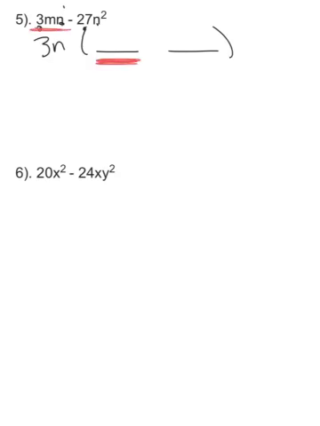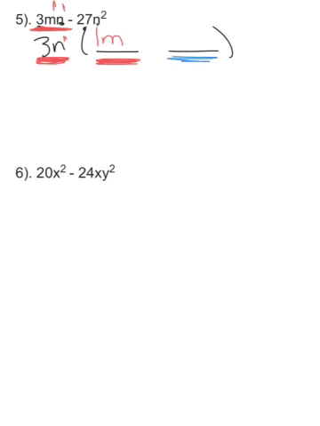So you're going to look at the first term and divide it by your greatest common factor. So 3 divided by 3 is 1. Then you're going to subtract your exponents from your variables. So the first term has 1m. The greatest common factor does not have an m. So 1 minus 0 is 1. Then you're going to subtract your n's. So 1n minus 1n is 0.